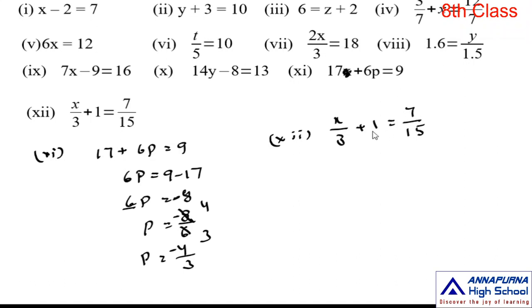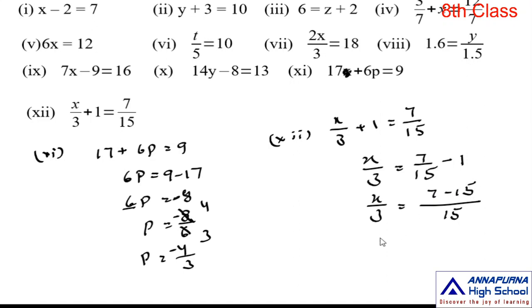So first, which one do you transpose to the right side? Plus 1. So when you transpose plus 1 to the right side, x by 3 is equal to 7 by 15, and plus 1 transposed to the right side becomes minus 1. Okay, so x by 3 is equal to 7 by 15 minus 1. How to simplify it? By finding the LCM. Here the LCM is 15 and the numerator is 7 minus 15. So x by 3 is equal to 7 minus 15, which is equal to minus 8 by 15.